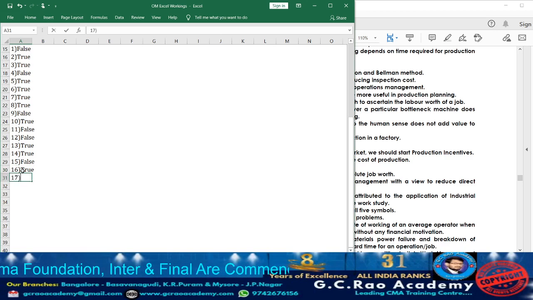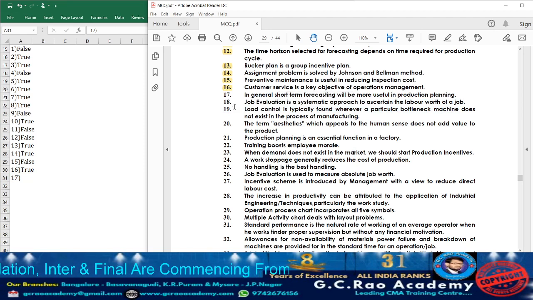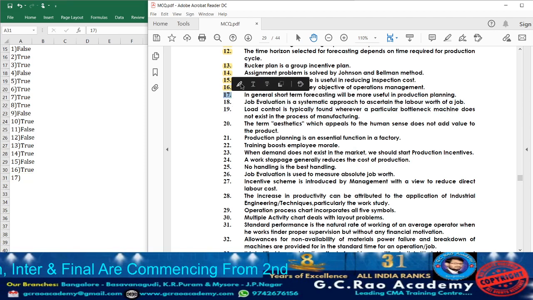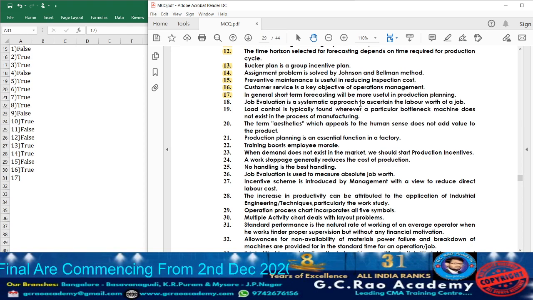Now moving on to statement 17. What they're telling, in general, short-term forecasting will be more useful in production planning.